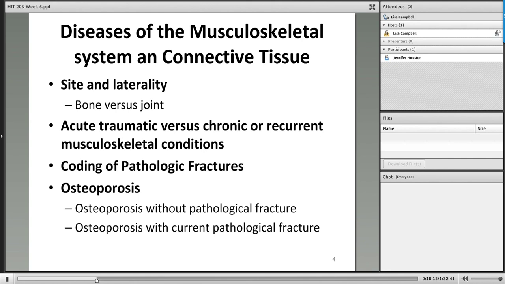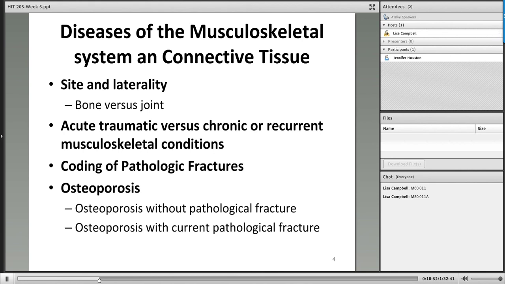For example, codes in category M80 tell us that we need a seventh character. Okay, so once you verify your code, and let's say it's M80.011, that is what you see, and it tells you that it needs a seventh character. Your code is not complete unless you have that seventh character on the end.